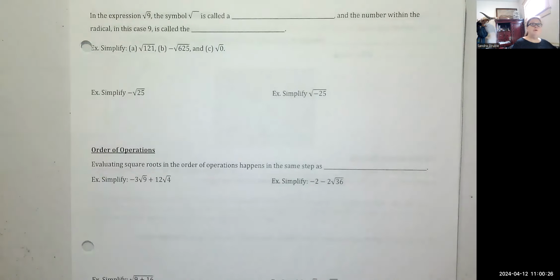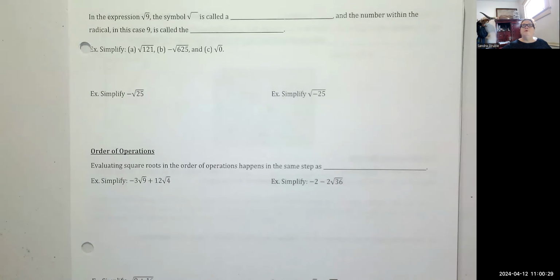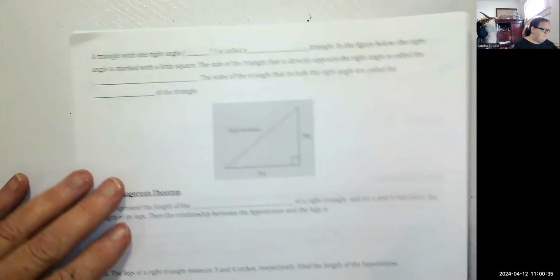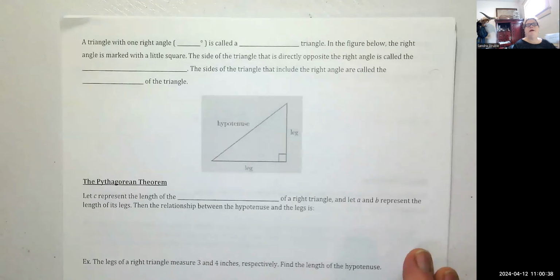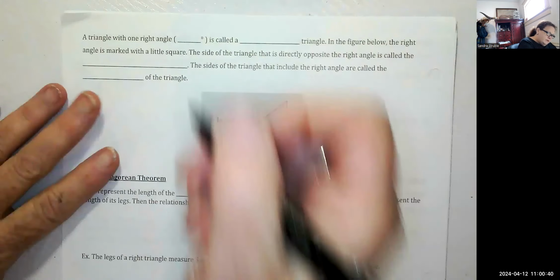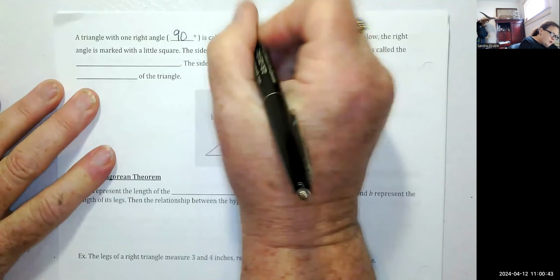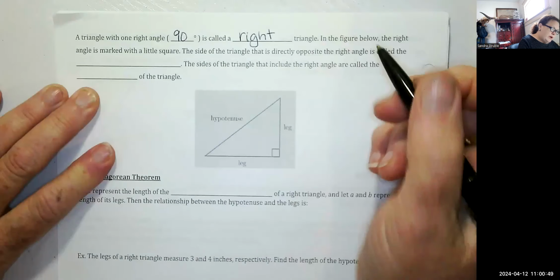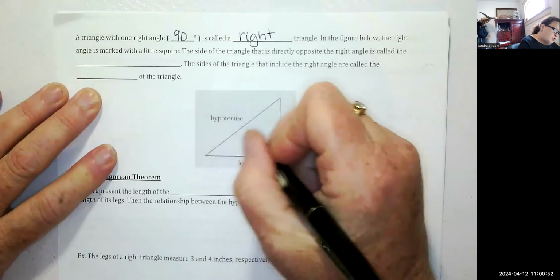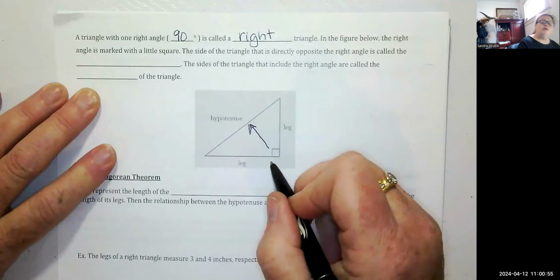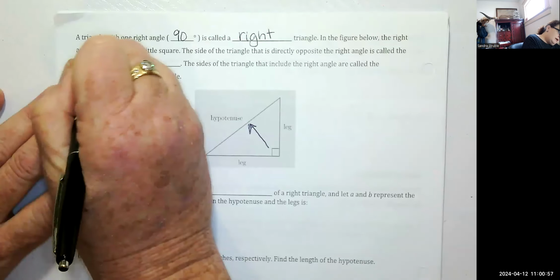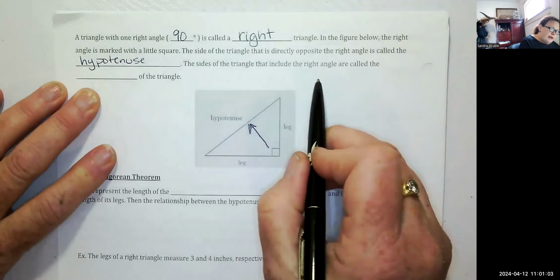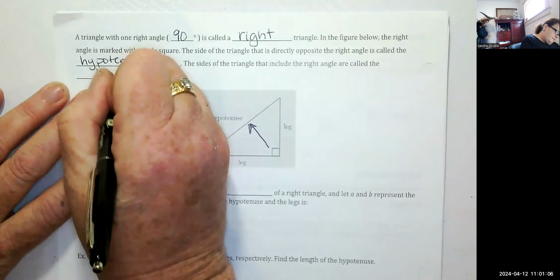In the expression square root of 9, and the symbol, the radicand. Oh, I've already done this one. Okay, cool. A right triangle. A triangle with one right angle is called a 90-degree triangle, or a right triangle. In the figure below, the right angle is marked with a little square. The side of the triangle directly across from that right angle is always called the hypotenuse. The sides of the triangle that include the right angle are called the legs of the triangle.